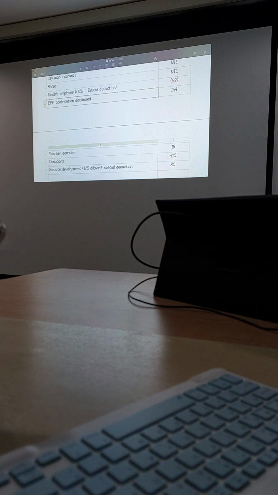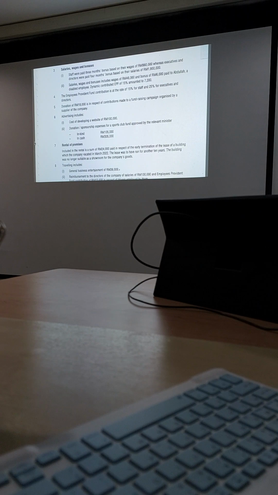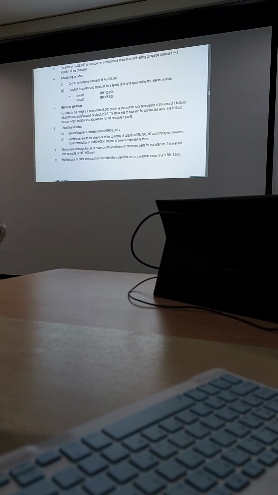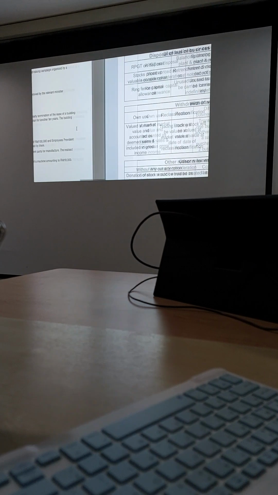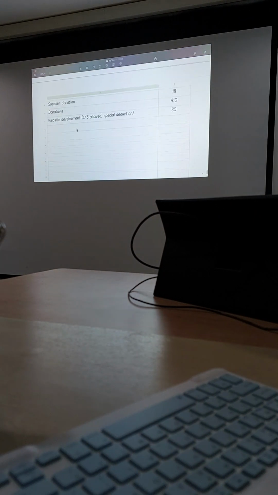Okay. Next one. Can I move on? Included in the rental is a sum of 25,000 paid in respect of early termination of lease of a building, which the company vacated in March 2022. The lease was to have run for another 10 years. The building was no longer suitable as a showroom for the company's goods. Okay, now how about the lease termination? Deductible or not?